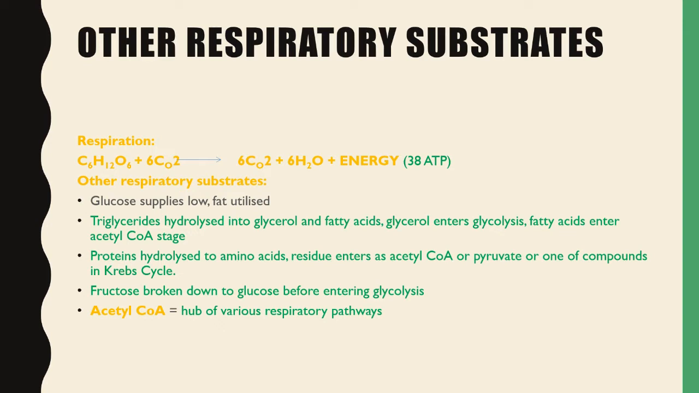Triglycerides will be hydrolyzed into glycerol and fatty acids, with glycerol entering the glycolysis stage and fatty acids entering the acetyl-CoA stage. Proteins can be hydrolyzed into amino acids, with the residue entering as acetyl-CoA or pyruvate, or one of the compounds in the Krebs cycle. Fructose can be broken down to glucose before entering glycolysis as well. Acetyl-CoA is called the hub of various respiratory pathways. I'm now going to transfer over to Dylan on the sheets, and I'll see you then.